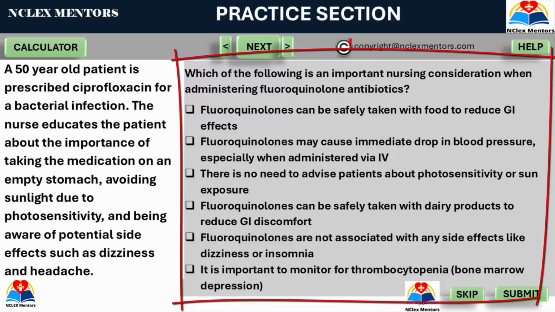Option A, fluoroquinolones can be safely taken with food to reduce GI effects. Option B, fluoroquinolones may cause immediate drop in blood pressure, especially when administered via IV. Option C, there is no need to advise patients about photosensitivity or sun exposure. Option D, fluoroquinolones can be safely taken with dairy products to reduce GI discomfort. Option E, fluoroquinolones are not associated with any side effects like dizziness or insomnia. Option F, it is important to monitor for thrombocytopenia, bone marrow depression.